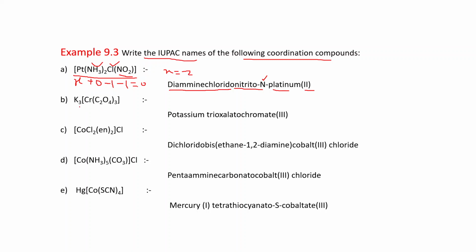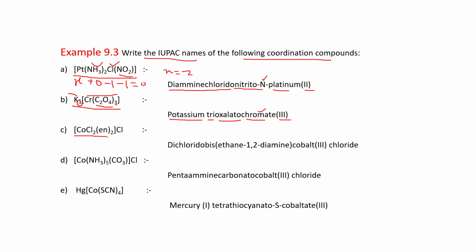Then again, in this case, the counter ion is positively charged and the coordination entity is negatively charged. Potassium, this is a counter ion. Don't write tripotassium. This 3 is used to balance the charge. Okay, potassium, then write it. This is 3 times 4. That's why this is tri. Oxalato, chromate. Chromium is a part of the negatively charged coordination entity. That's why we'll write it as chromate and the oxidation number is 3.